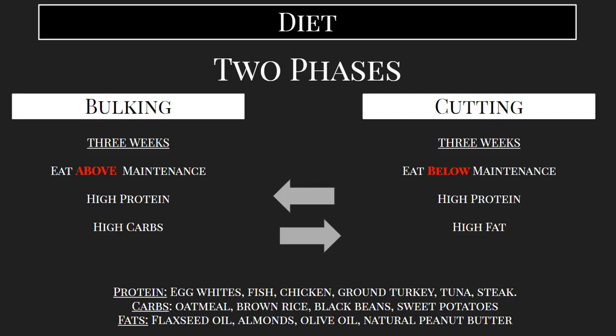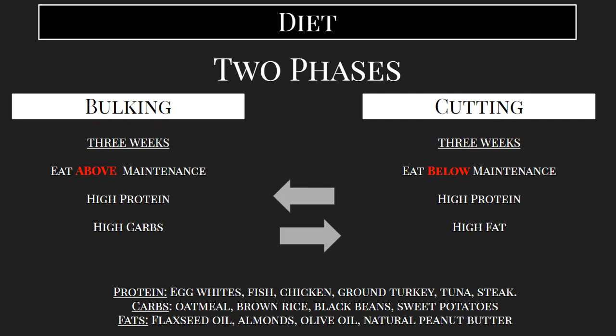And the type of foods that you take in should be high in protein and high in carbs. You're going to want to provide your muscles with protein to grow, and you're also going to want to have enough carbohydrates in your system so that you are at peak energy because you are going to be expending a lot of energy during this bulking phase.